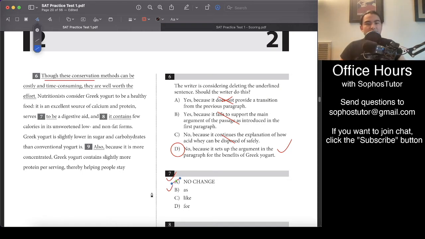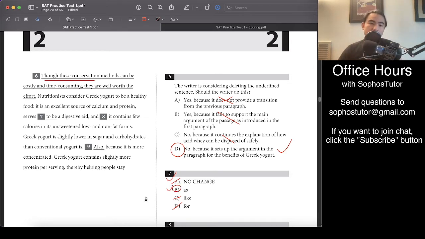Okay. C, "serves like a digestive aid?" No, it's similar but not a digestive aid. It is a digestive aid. Okay, "serves for a digestive aid." Again, Greek yogurt is a digestive aid. I think this is clear. Answer choice is B.